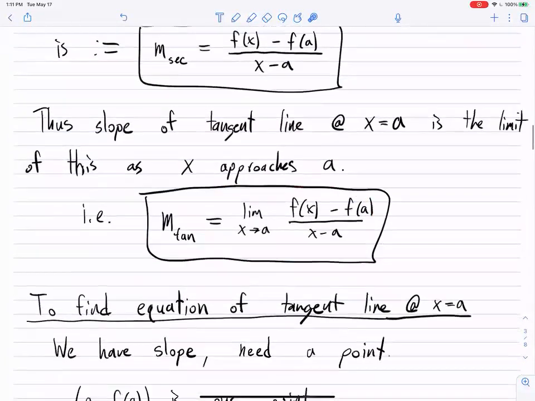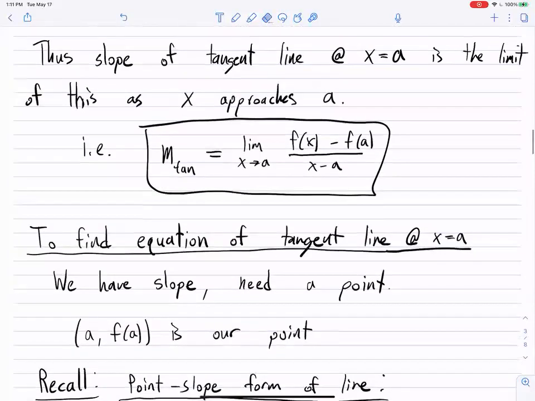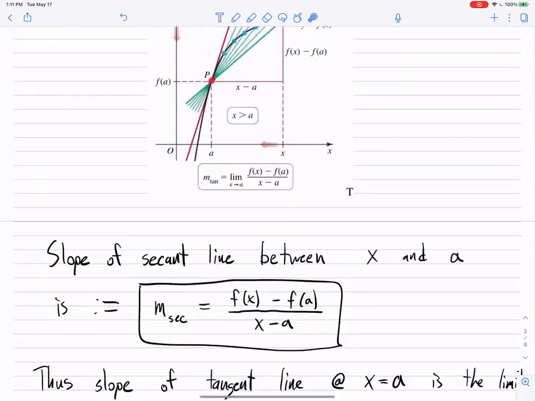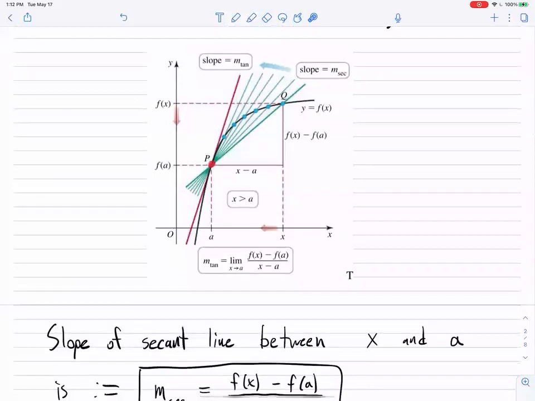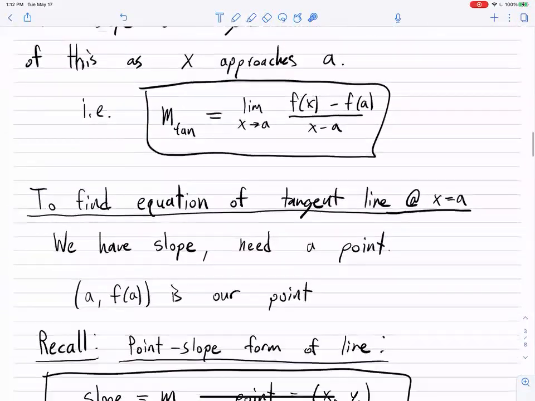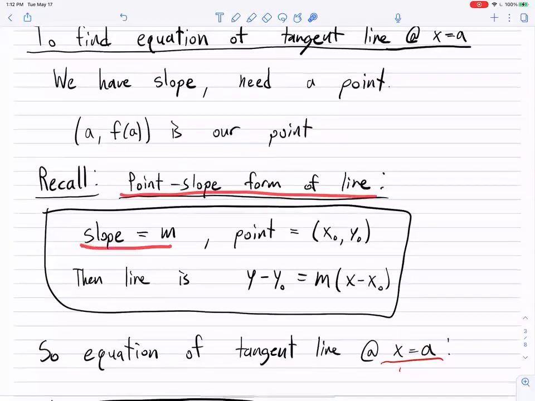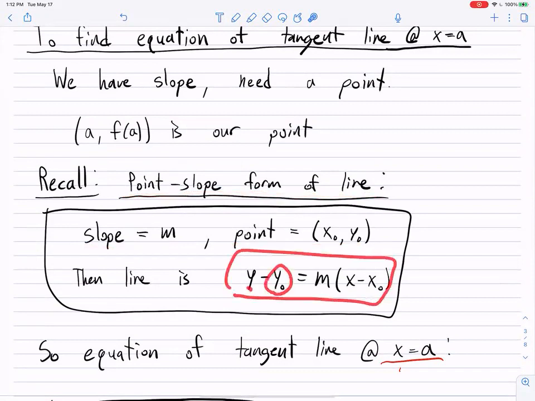And we can actually find the equation of the tangent line at x equals a because we have a slope, right? If we have a slope and we have a point, the point right here is a comma f of a. We have a point, we have a slope. We should find the equation of a line. So the way we can find the equation of a line is by using the point slope form of a line. And so if you have a slope and you have a point, then the equation of the line is just y minus the y value of your point, set equal to the slope m, times in parentheses x minus the x value of your point.